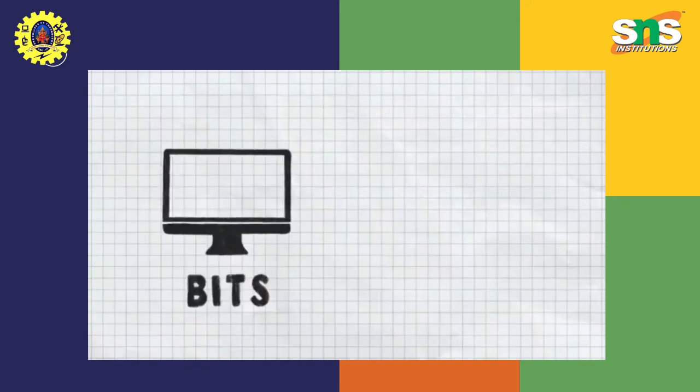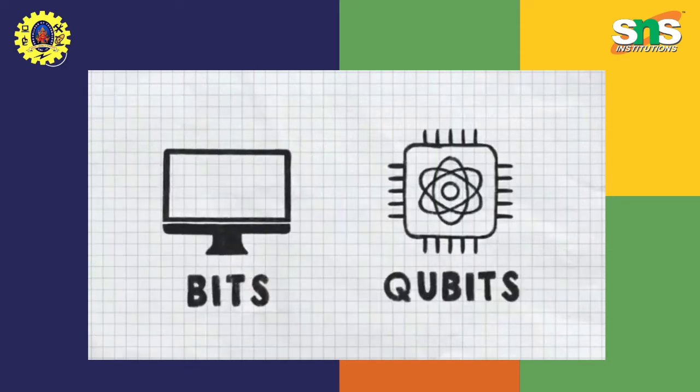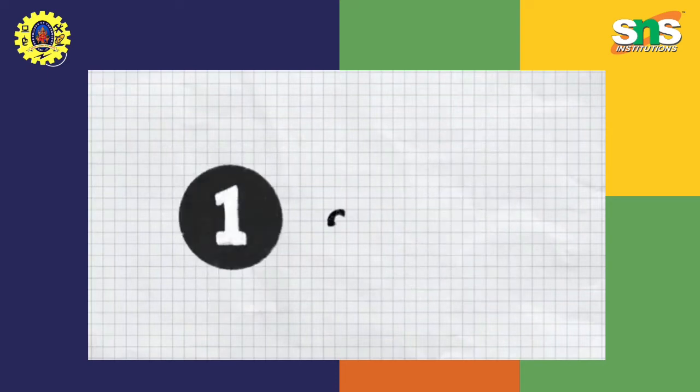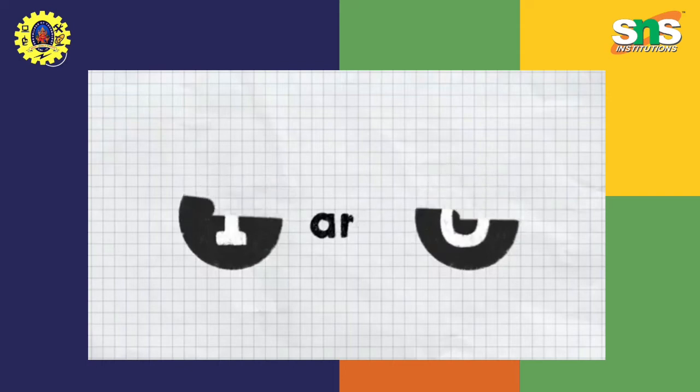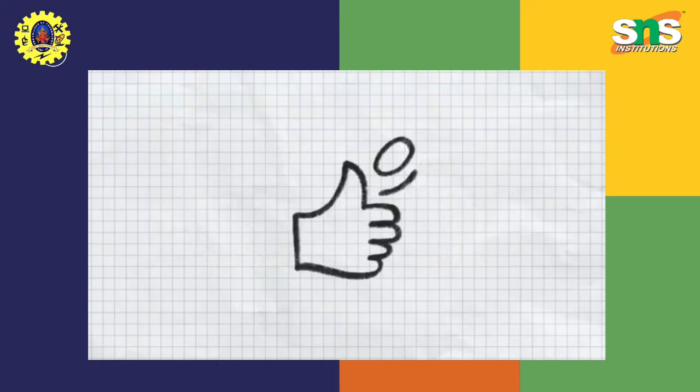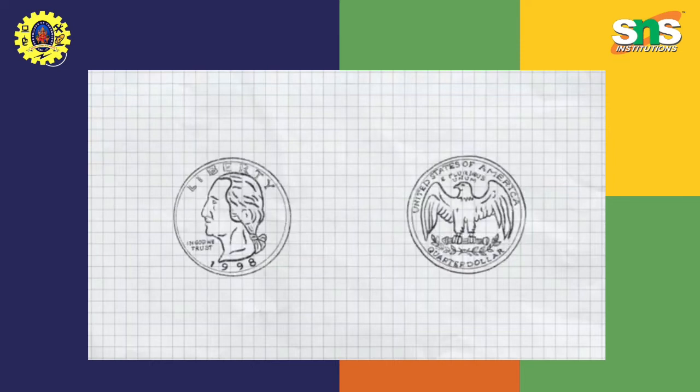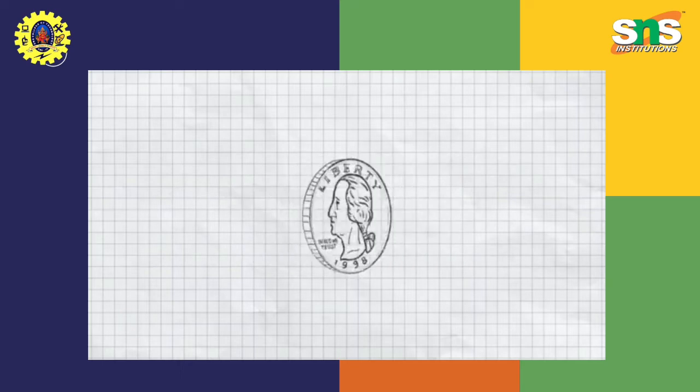Where current computers use bits, quantum computers use qubits. Bits in a current computer can only be either 1 or 0 but not both. But qubits can represent a 1 and a 0 at the same time. So, if computers were coins, current models would be flipping a coin with heads or tails as the only outcomes. But quantum computing would be like spinning the coin.